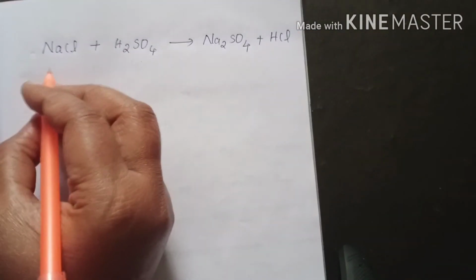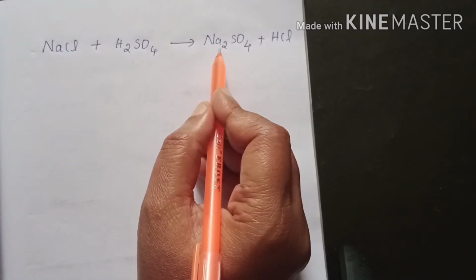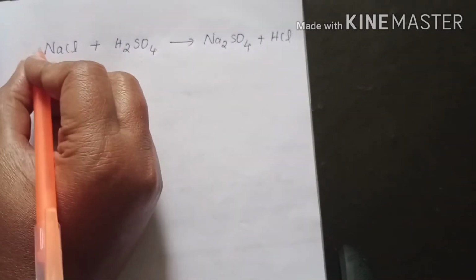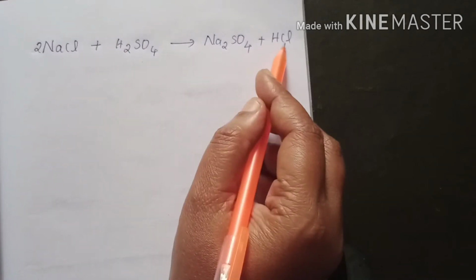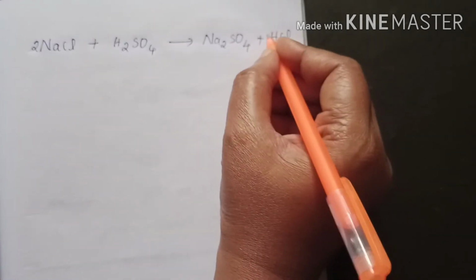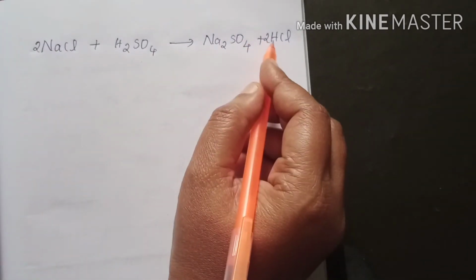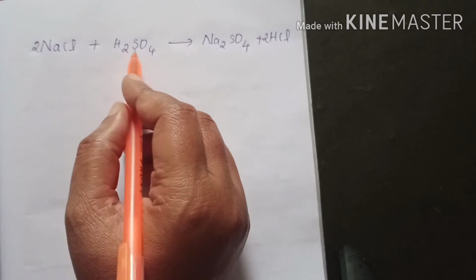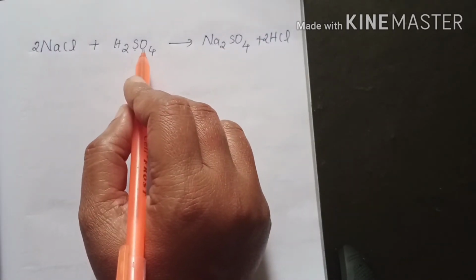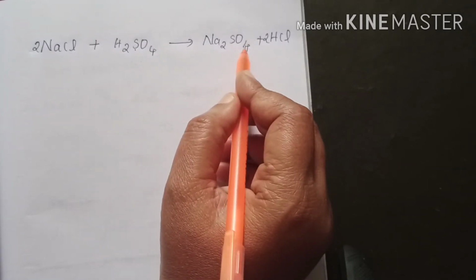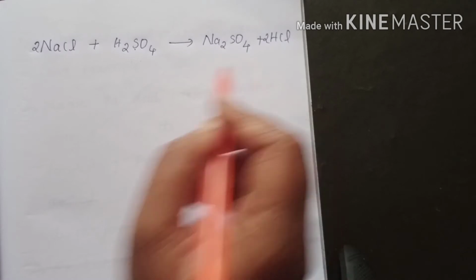We have to balance this equation. Here only one sodium atom, but here there are two sodium atoms, so we want to put 2 here. Here 2 chlorine atoms. Here only one chlorine atom, so we want to put 2 here. Here 2 hydrogen atoms, here also 2 hydrogen atoms. Here only one sulfur atom, here also one sulfur atom. Here there are 4 oxygen atoms, here also 4 oxygen atoms. So this equation is balanced.